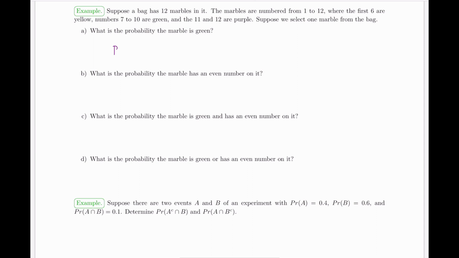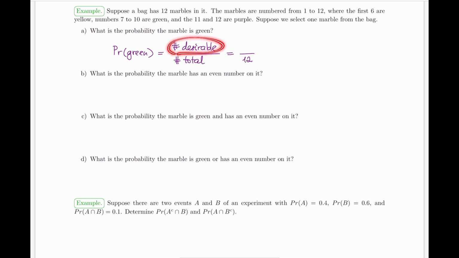So remember, once again, let's say green here, the probability that something happens is the number of desirable outcomes divided by the number of total outcomes. That formula will never change. The number of total outcomes is always easy to determine immediately. What is the total number of marbles here? The total number of marbles is 12.